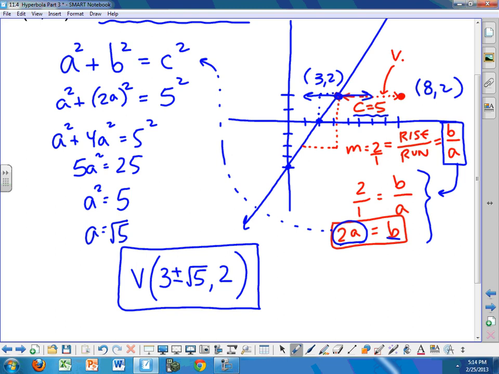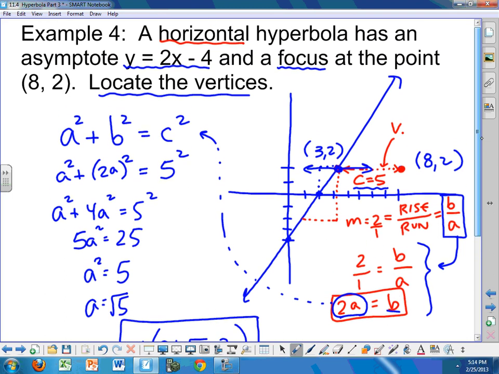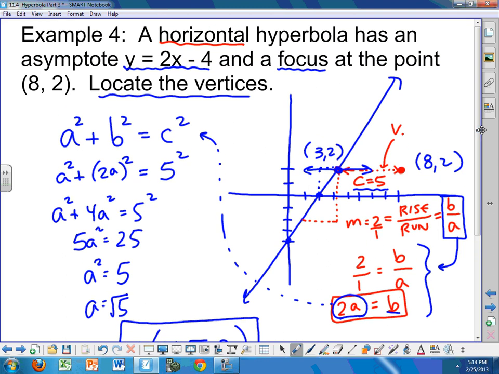So I hope this was helpful in solving out a problem where maybe some information seems to be missing. Even though it seemed to be missing, it wasn't. We were able to solve it out without any more information.